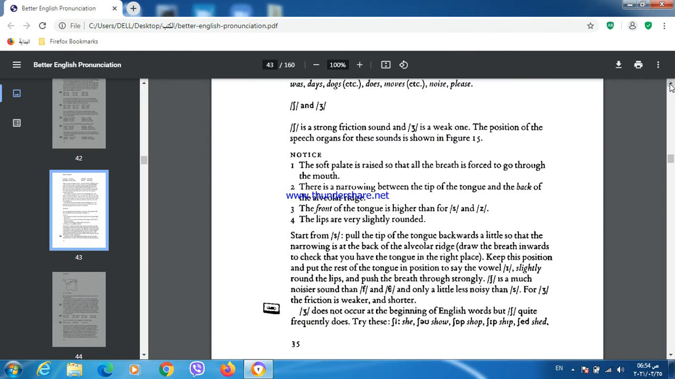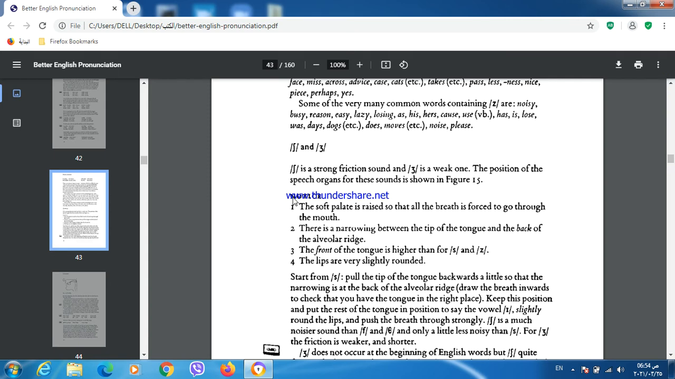Now we will start with notes. النوتس هي كملاحظة، لكن هي تنطيك الميكانيزم of producing the sounds، آلية إنتاج الأصوات. الsoft palate is raised so that all breath is forced to go through the mouth. اللها تصعد، وبهذه الحالة ما راح تسمح للهواء من خروج من خلال الأنف وإنما من خلال الفم. There is a narrowing between the tip of the tongue and the back of the alveolar ridge. هناك مسافة ضيقة اللي هي راح تنتج بها الاحتكاك بين مقدمة اللسان ومؤخرة الالفيولار ريدج.